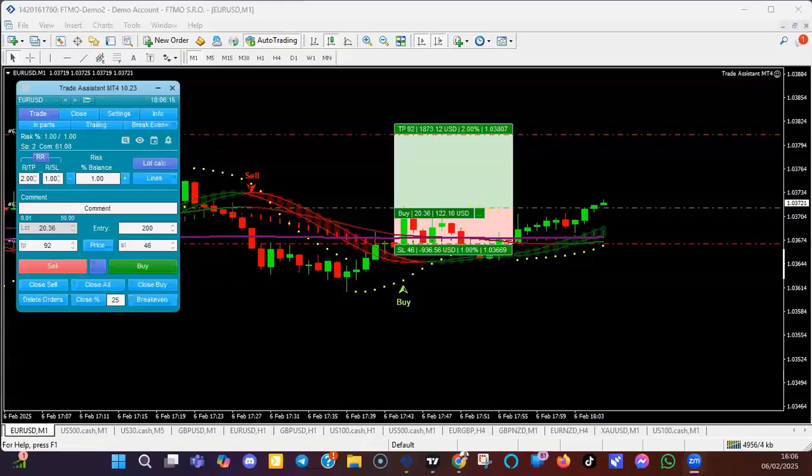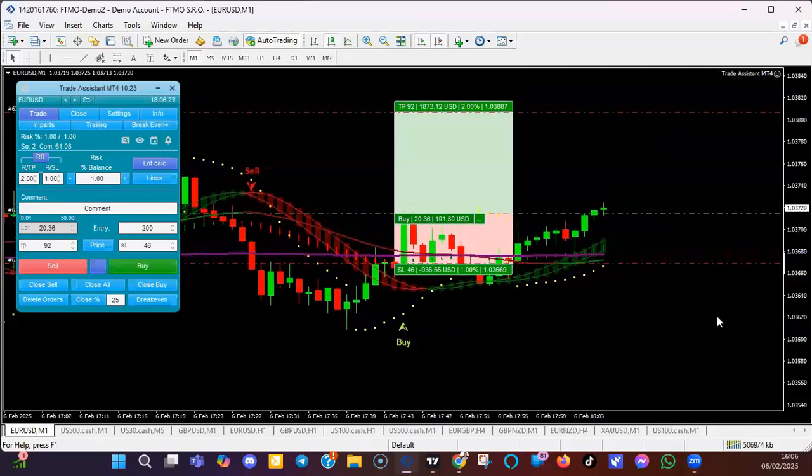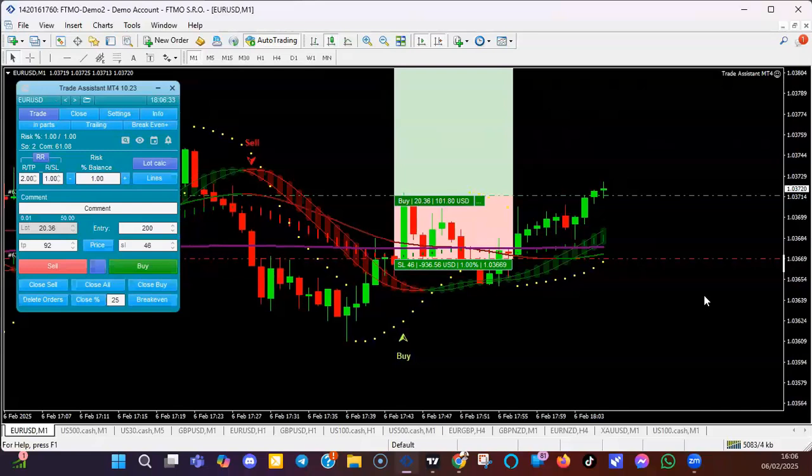Hello, Academy 55. As you can see, I'm on the EUR USD. I'm on a buy on Thursday, the 6th of February. It's now 4:05 in the afternoon here in the UK. Let's see how this one gets on.